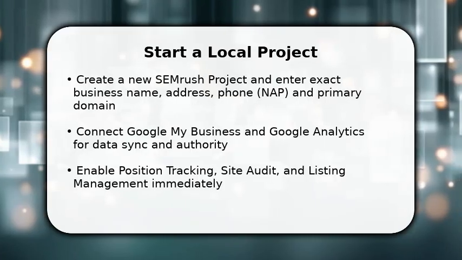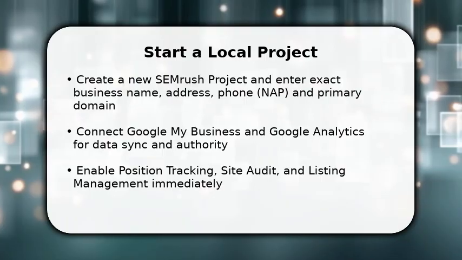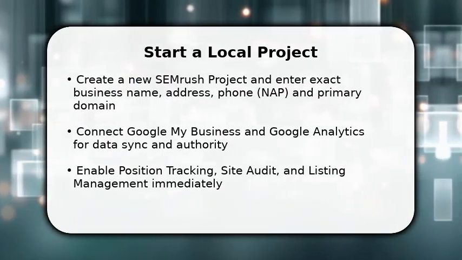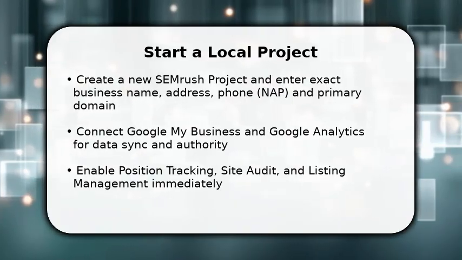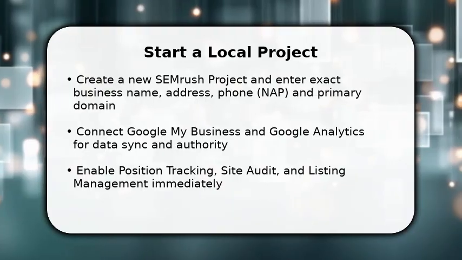You start by creating a Semrush project for your location and entering exact NAP and primary domains so data aligns. Once done, connect Google My Business and Google Analytics to import impressions, clicks, and audience signals. This gives accurate local context.